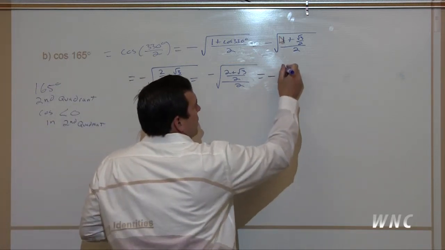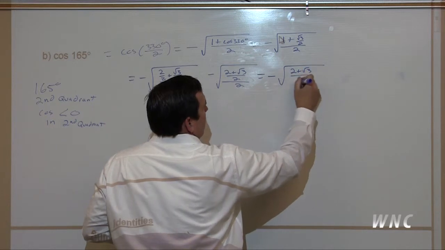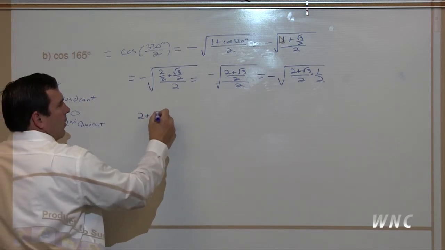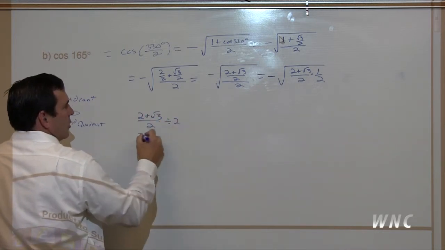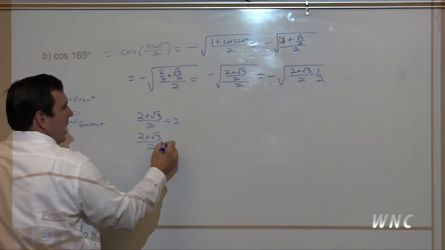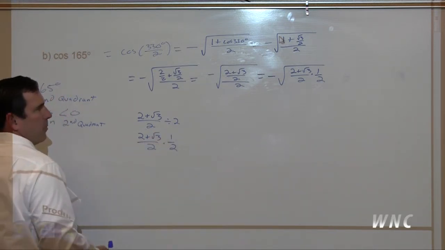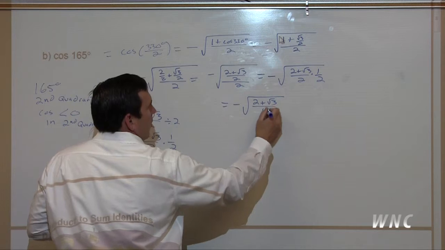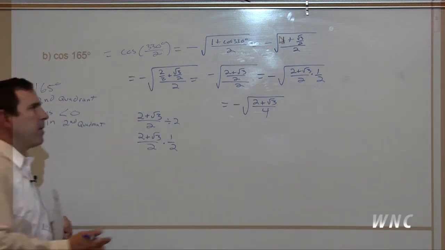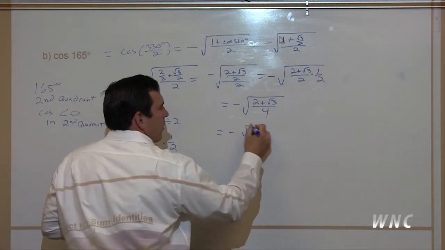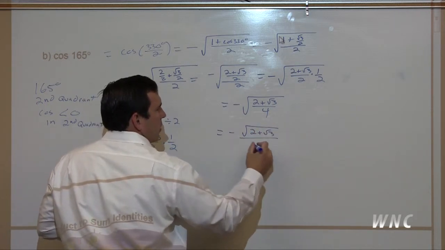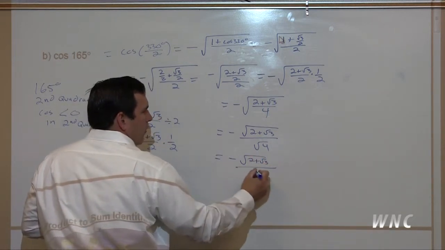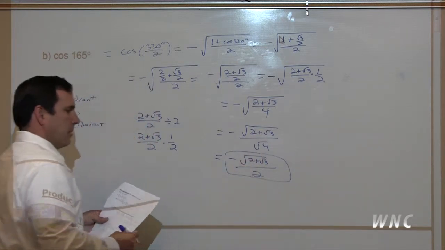That's like saying the negative of the square root of (2 plus the square root of 3) over 2 times 1/2. If you need help seeing that, think of (2 plus the square root of 3) over 2 divided by 2 as (2 plus the square root of 3) over 2 times 1/2, multiplied by the reciprocal. So we have the negative of the square root of (2 plus the square root of 3) over 4. And we could stop there, but we could simplify this a little bit. That's the negative square root of (2 plus the square root of 3) over the square root of 4, or the negative square root of (2 plus the square root of 3) over 2. That's it.